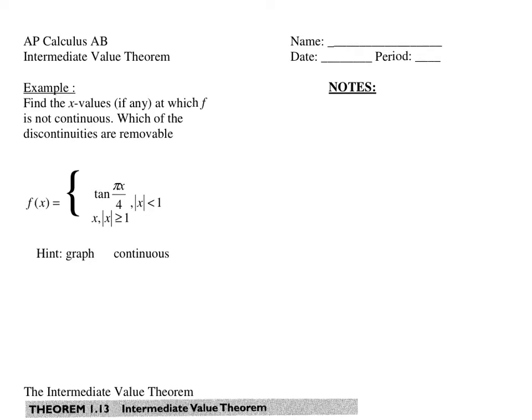So we're going to look at the intermediate value theorem. Before we get into that specifically, I want to look at this function here. We have a piecewise function. This is a little bit of review. I want to look at this function here and determine which values f is not continuous at, and then also which of the discontinuities are removable.